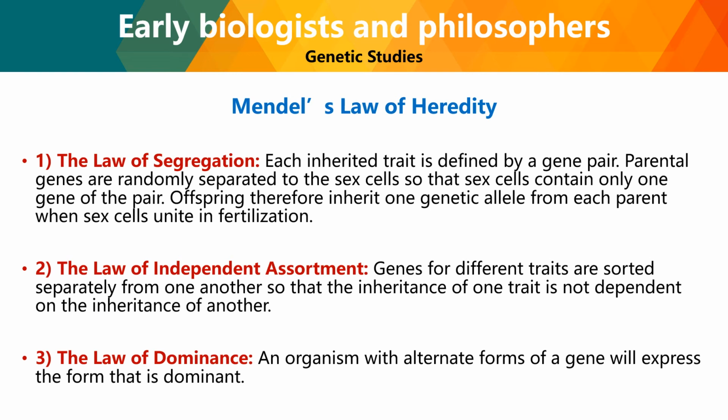Next is the law of independent assortment. Genes for different traits are sorted separately from one another so that the inheritance of one trait is not dependent on the inheritance of another. And then the law of dominance: an organism with alternate forms of a gene will express the form that is dominant.